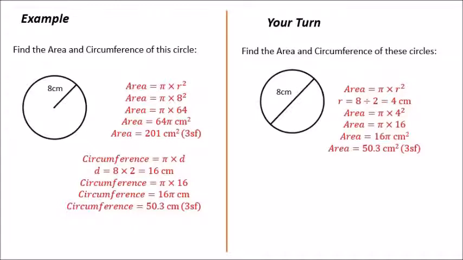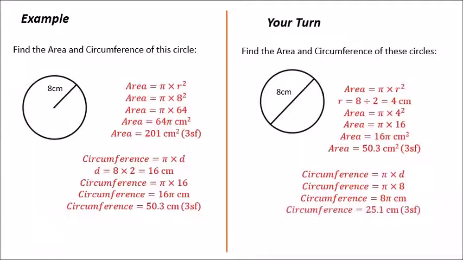The circumference is pi times the diameter. Our diameter is 8, so our circumference is pi times 8, which is 8 pi. And that, when you type that into the calculator, is 25.1 centimeters to 3 significant figures, because the circumference is a length. We're using centimeters, not centimeters squared.